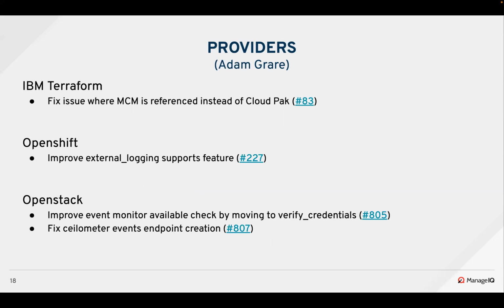For Terraform, Jason fixed an issue where there are strings referencing MCM, which is a previous product, and now it's switched to reference the Cloud Pak. For OpenShift, Keenan improved the external logging supports feature. This had some logic in core, which was essentially checking for a method that was only defined in OpenShift. And so he was able to clean that up by just moving the supports directly down to OpenShift and then remove any of the respond_to checks.